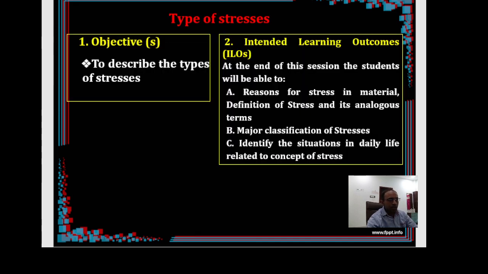Specifically in this discussion we are going to see what the reasons are for stress development in a material, and the stress definition, and some of the terms that are mostly similar to the term stress. We may often get confused with these terms. We will also see the major classifications of stresses, how the basic classification of stresses is done, and let's relate to some examples from daily life in relation to the concept of stress.